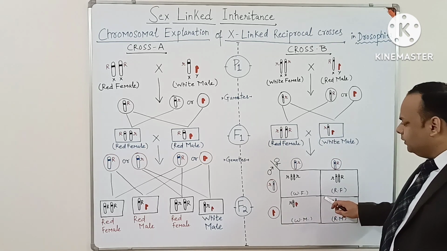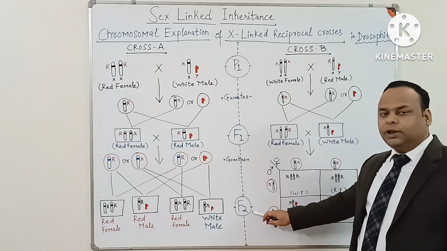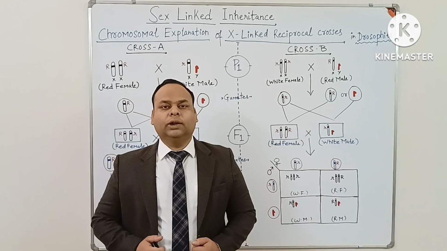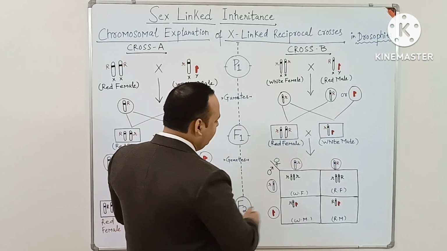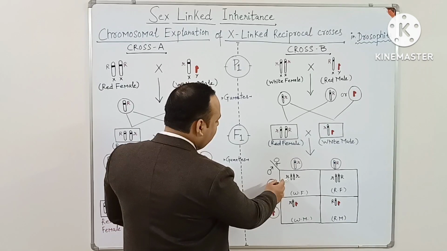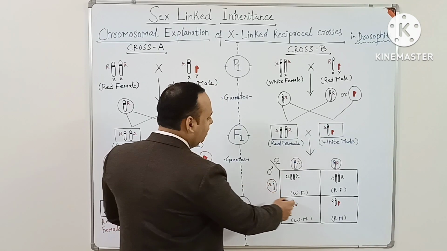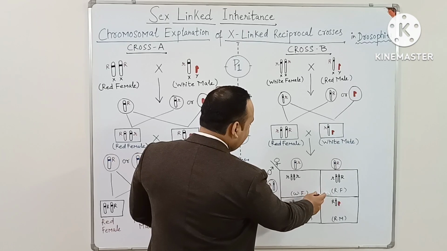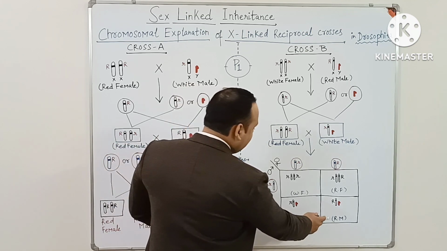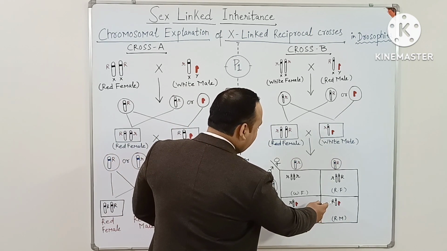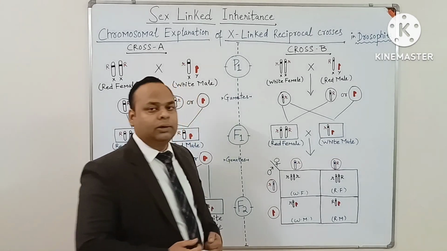Using a Punnett square, the results of F2 generation can be known. In the F2 generation, we have the following progeny. We have a homozygous recessive white female, a heterozygous red female, a white male with small r recessive gene, and a red male with capital R dominant gene.